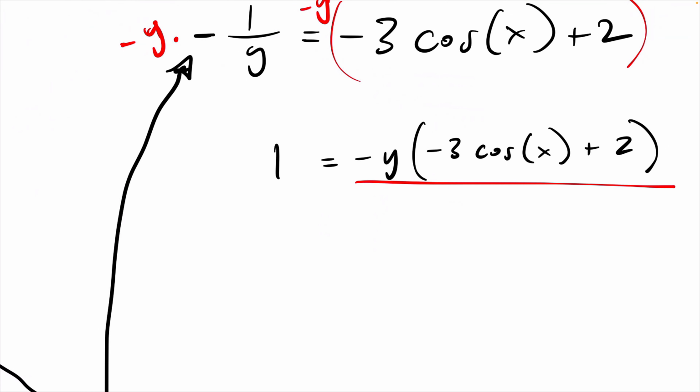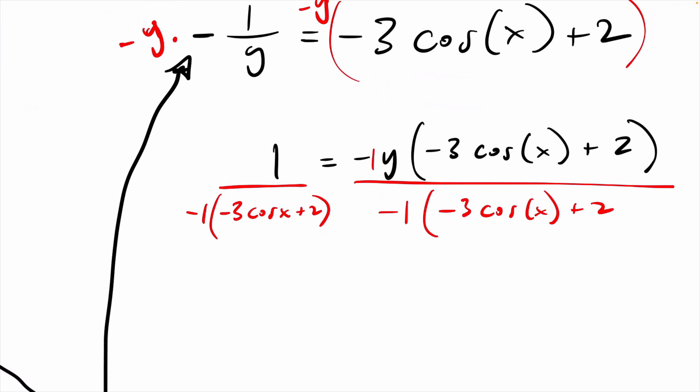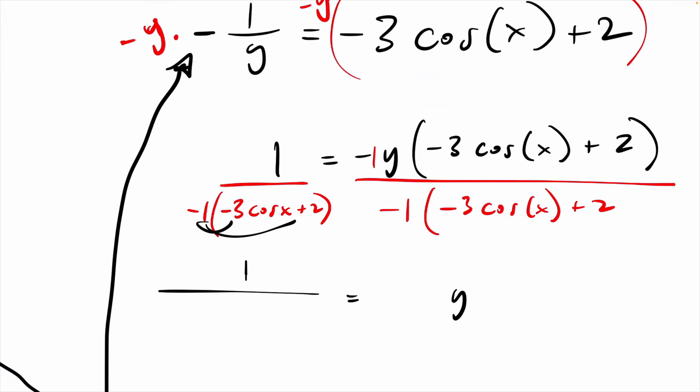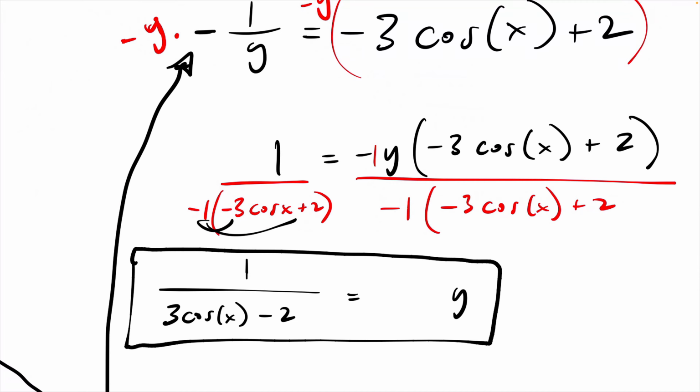Divide everything by negative 1. Divide both sides by what you don't want. So this is a negative 1, so it's negative 1, negative 3 cosine x plus 2, negative 1, negative 3 cosine x plus 2. So we get y equals that. Now you can distribute the negative 1. You don't have to, but it would be 3 cosine x minus 2. Done.